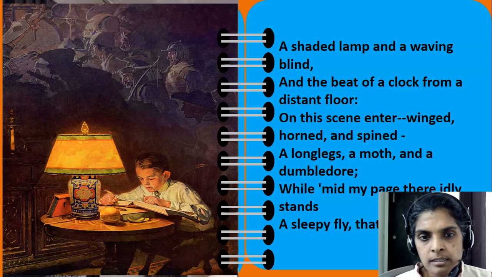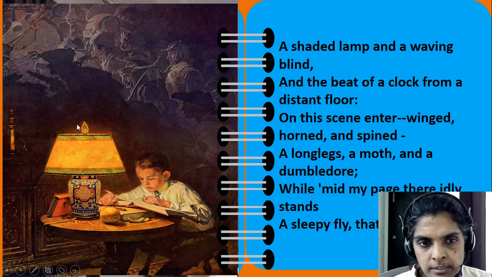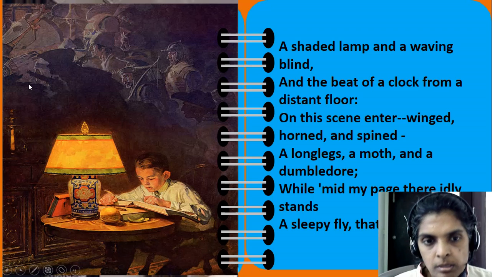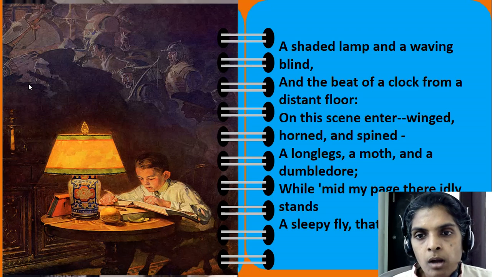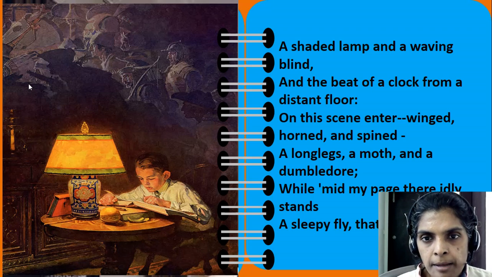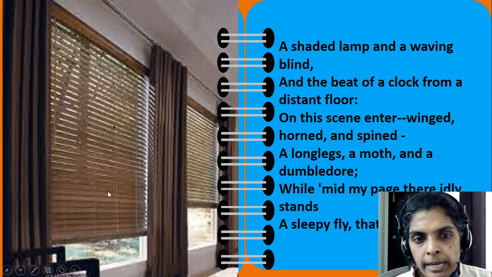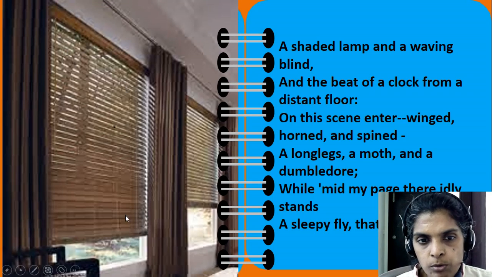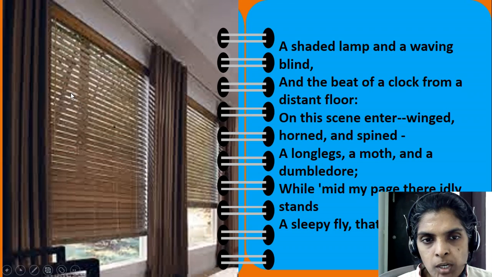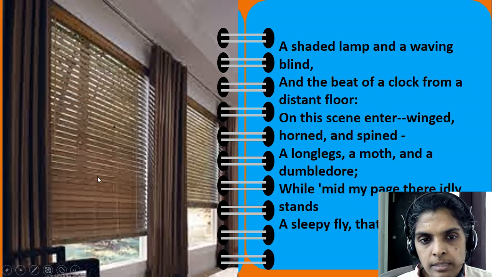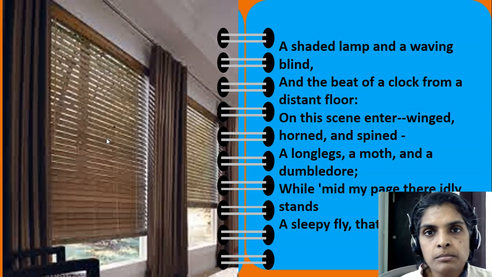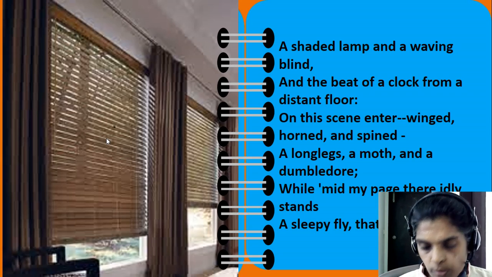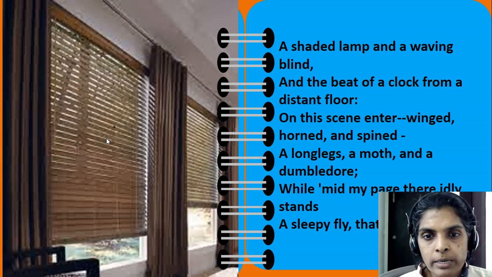See, this is a lamp, and this is called the shade of a lamp. Okay, they are called lamp shades. You would have seen them. So a shaded lamp, a waving blind. So these blinds, usually they use to protect the house from too much light or from too much sun. Sometimes they just use it also to protect from wind.